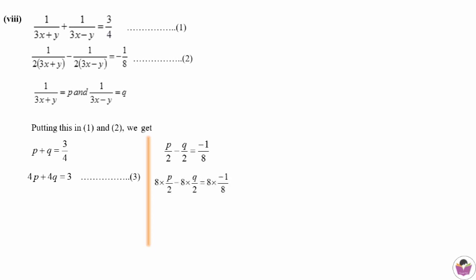Then what you have to do is take the denominator LCM and multiply it, and here LCM is 8, multiplying everywhere by 8, that is 8 into p by 2 minus 8 into q by 2 equal to 8 into minus 1 by 8. After cancellation, 2 and 8 cancel and we get 4, and 8 cancels to get minus 1, and label it as equation number 4.